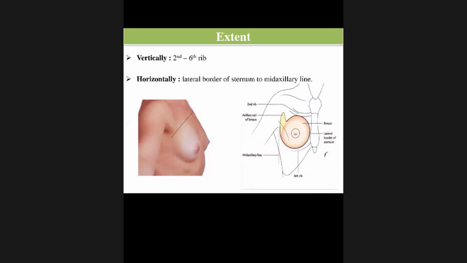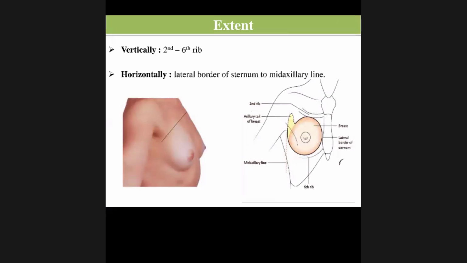So the horizontal extension of the mammary gland is from the lateral border of the sternum to the mid-axillary line. So what is the mid-axillary line? The mid-axillary line is the midway between the two axillary folds, anterior axillary fold and posterior axillary fold. If you draw one vertical line midway between the anterior axillary fold and posterior axillary fold, that is the mid axillary line. So the anterior axillary fold, how is it formed, by which muscle? We have already discussed this in axilla. Anyone? Which muscle forms the anterior or posterior axillary fold?